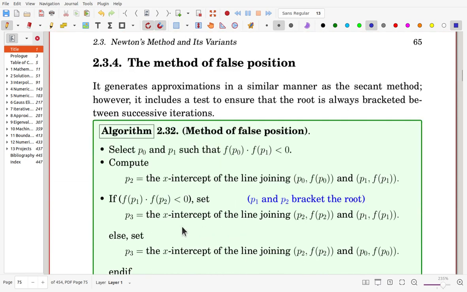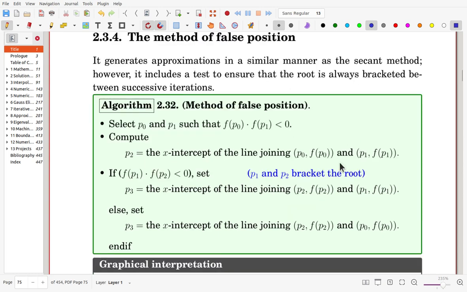Now, we'll consider another variant of Newton's method, which is called the method of false position. The method is quite similar to the secant method. However, the method includes a test to ensure that the root is always bracketed. We'll see how the method works.